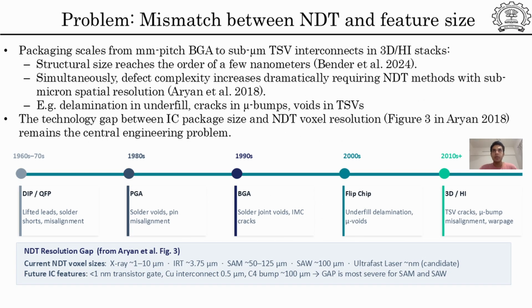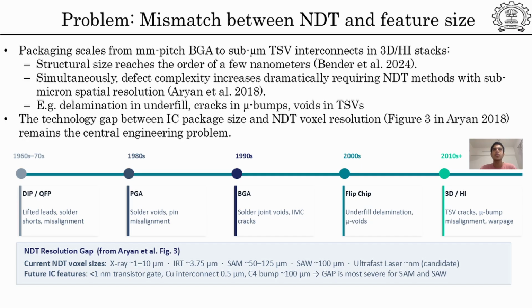The core engineering problem is right here in the title. There is a fundamental mismatch between how small IC packaging has become and how fine our NDT inspection methods can resolve. As packaging has evolved from DIP in the 1960s with relatively simple defects like lifted lids through PGA, BGA, flip chip, and now into 3D heterogeneous integration, the structural features have shrunk dramatically. As Bender et al. 2024 notes, feature sizes will soon reach the order of a few nanometers, and the defects that matter have become correspondingly complex: delaminations in underfill, cracks in micro bumps, voids inside through silicon vias.